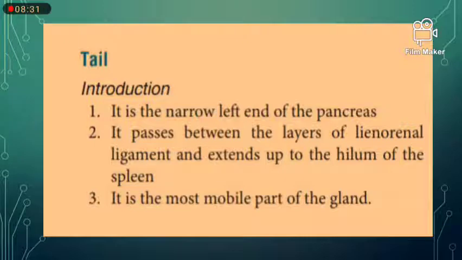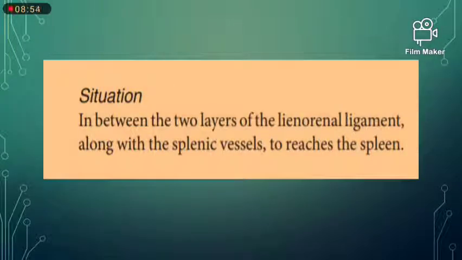Now coming to the tail. Actually there is no fixed demarcation between body and tail. Tail is just continuation of the body. It is the narrow left end of the pancreas. It passes between the layers of lienorenal ligament and extends up to the hilum of the spleen. It is the most mobile part of the gland.